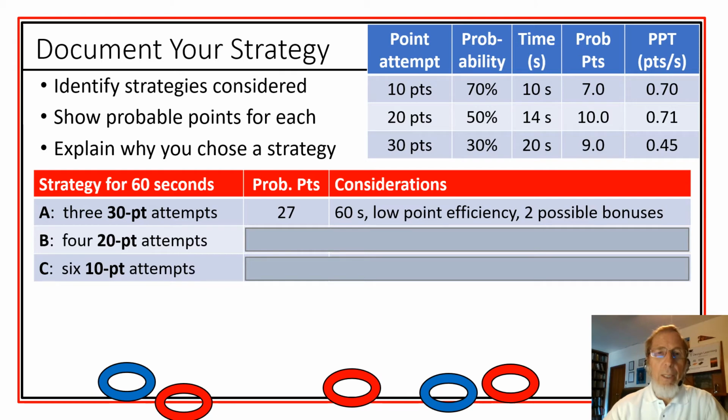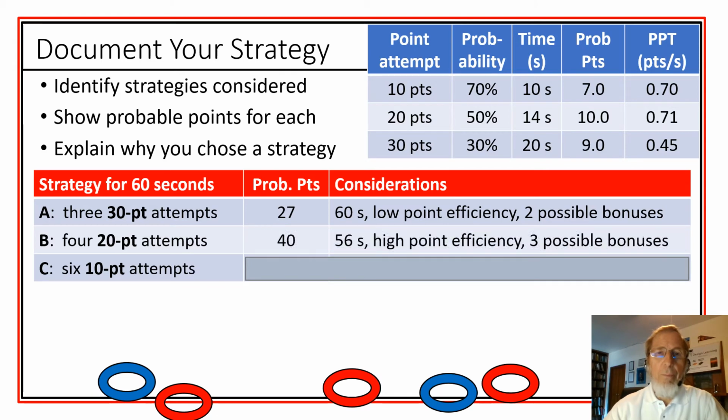Let's look at option B, 4 20-point attempts. 20 points, probable points for each attempt is 10. That gives us 40 points. Note that it would take 56 seconds, so we have a little bit of leeway there so that we potentially could be successful on those 4 attempts. Notice with 4 attempts, we could even possibly get up to 3 bonuses.